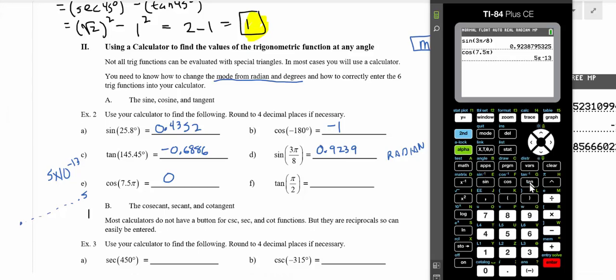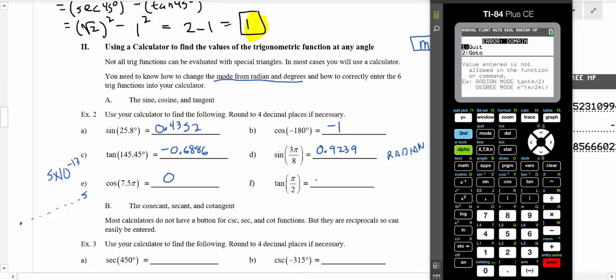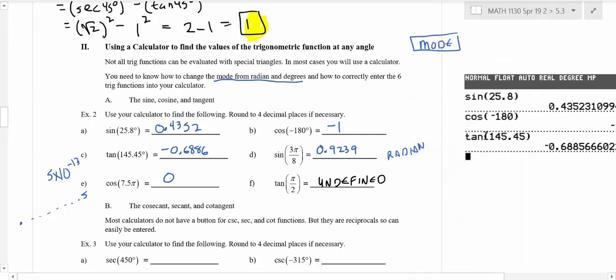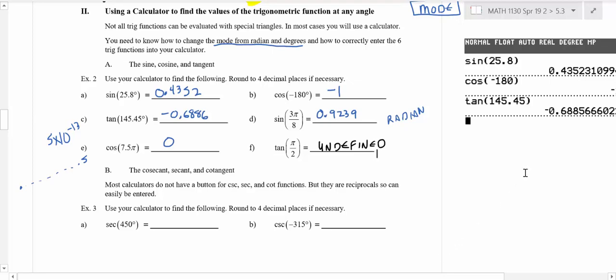Okay, next one, something a little unusual will happen on this one too. So if you put in the tangent of pi over 2, you're going to get an error. And that won't surprise you once you learn this a little bit better, because there's a lot of places where some trig functions are undefined. So don't put error. The answer is not error. The answer is undefined. Okay, the tangent of pi over 2, when you start learning that a little bit more in depth, you'll understand why it's undefined. We're not quite there yet. So sometimes that will happen. Okay, so that's how that goes.